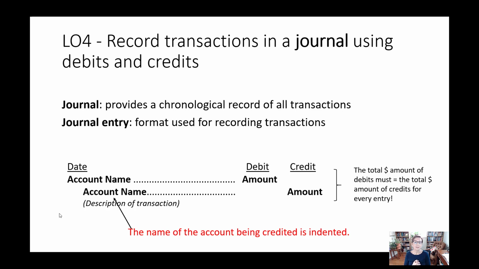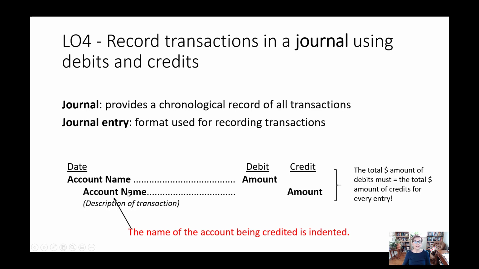So here's what a journal entry looks like. Let's look at the vocab here so we don't get confused. The journal is the document or the record of all of the transactions in chronological order. And what we're looking at here is a journal entry. So every journal entry has a date. It has the name of the account that you're debiting, along with the amount that you're debiting. And it has the name of the account you're crediting along with the amount that you're crediting. The name of the credit account gets indented. And that tells the reader, okay, that's a credit.